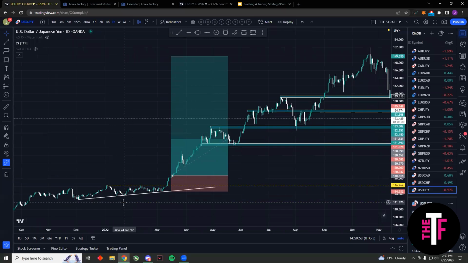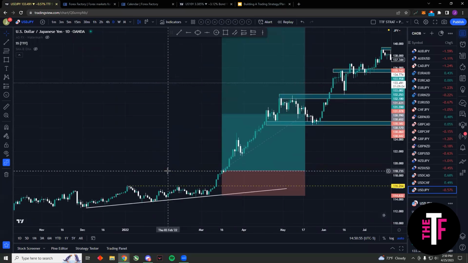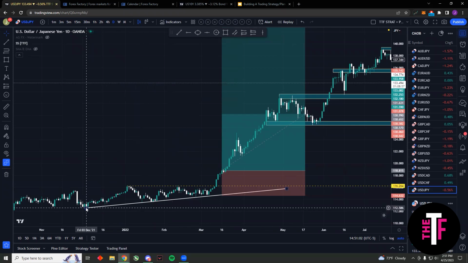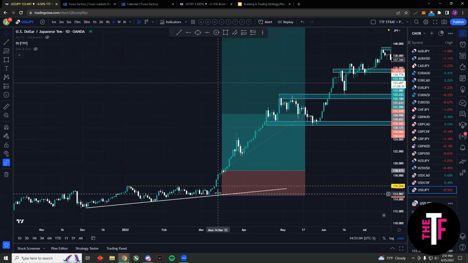I drew this little rising wedge. It was a nice little price action and fundamental approach to it. But as you could see, you formed your high at the beginning of January and price went completely down. I just connected the lows. As you can see, the wedge finally broke.